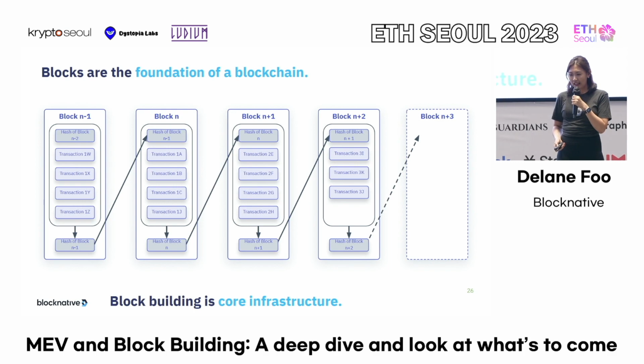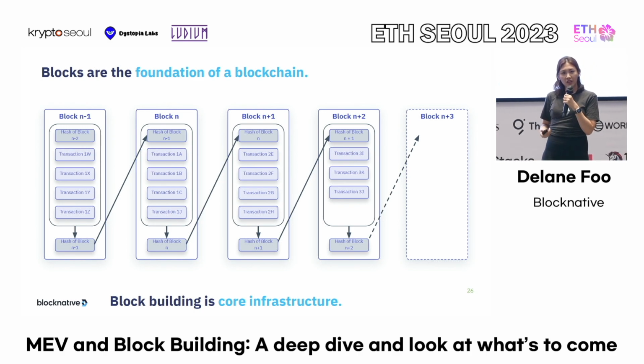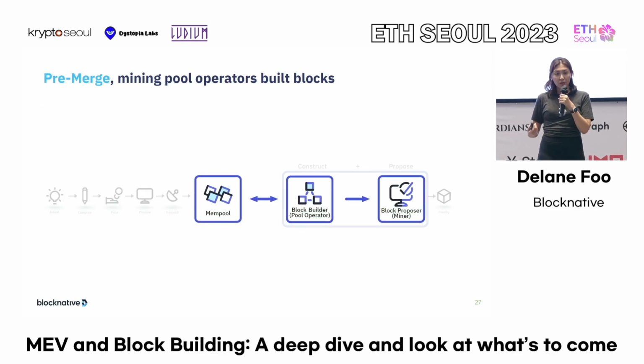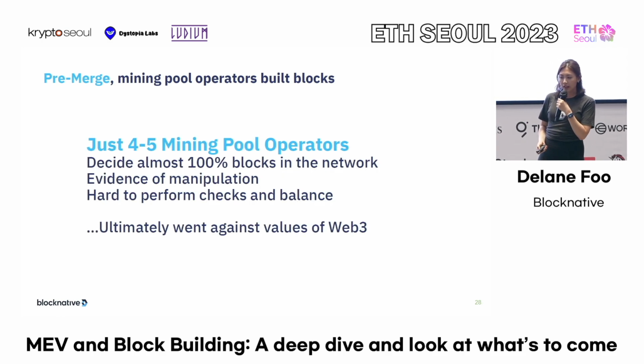So blocks are the foundation of a blockchain, we know that. And blocks are made out of transactions that are ordered, assigned a hash, and put into a block. And those who are building blocks are considered core infrastructure, like Blocknative. Pre-merge, the mining pool operators were the ones that built the block. They built the block, and they also proposed the blocks to the network. But there was a problem with this. And the problem was that just 4 to 5 entities had the power to do so in the entire network.